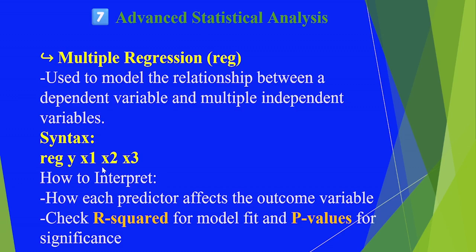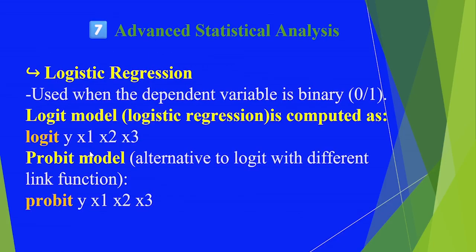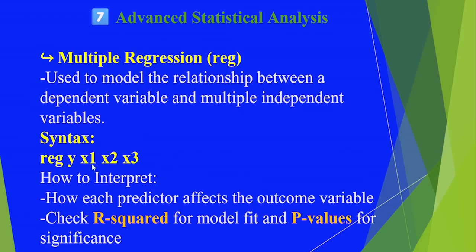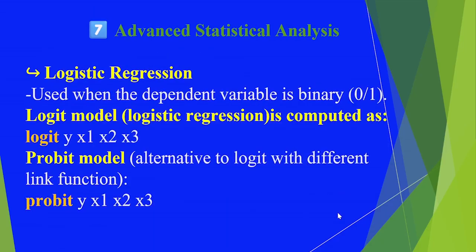And this is the syntax that we need to just issue reg command followed by our dependent variable, which is represented by y, and our independent variables, which are represented by xi's. And how do we interpret it? We need to focus on each predictor, how each predictor will affect the outcome variable. And remember, outcome variable simply is the dependent variable. As well, you need to check the R squared for model fit, as well as p-values for significance.